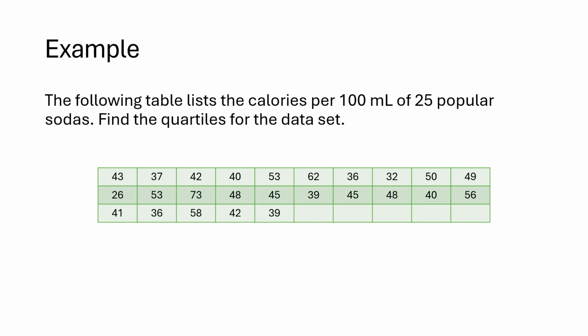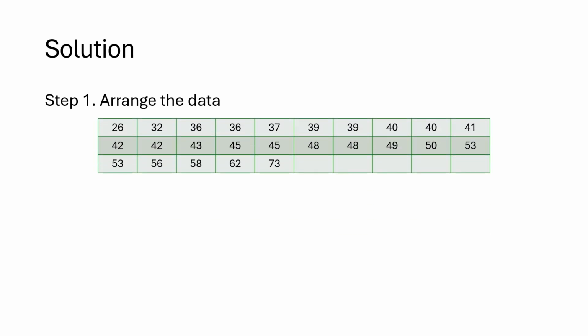Let us look at an example. Suppose we have the following table that lists the calories per 100 ml of 25 popular sodas or soft drinks. We are asked to find the quartiles for the given dataset. For our solution, we simply need to follow the steps in the median procedure. Step 1 is arranging the data from smallest to largest. Your table of data values should now look like this.